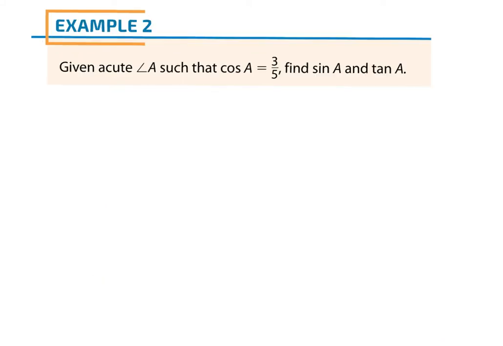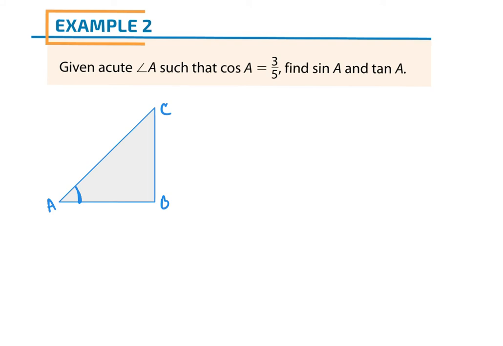So they've given us an acute angle A, and the cosine is 3 over 5. They did not give us a triangle. They just gave us the information. So if they don't give you a triangle, you can draw one. All right. We are going to just draw a triangle. We're just going to label it A, B, C. That's fine. They're talking about angle A.